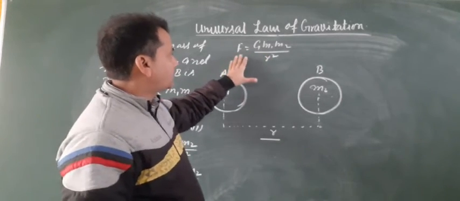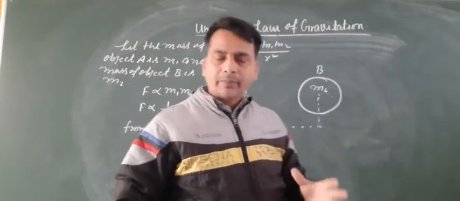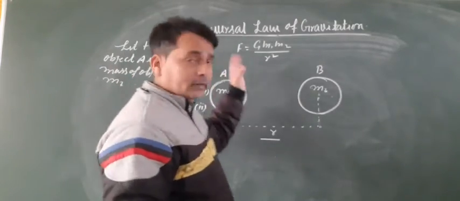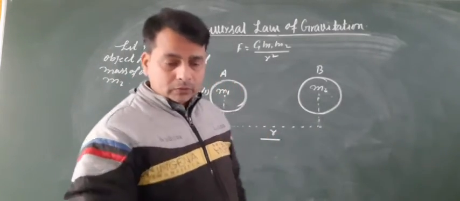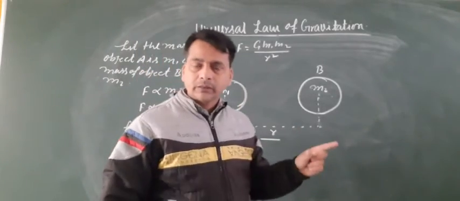The formula of the gravitational force is F equal to G m1 m2 by R square, where G is the gravitational constant. And what is the unit of the gravitational force? The unit of gravitational force is Newton.